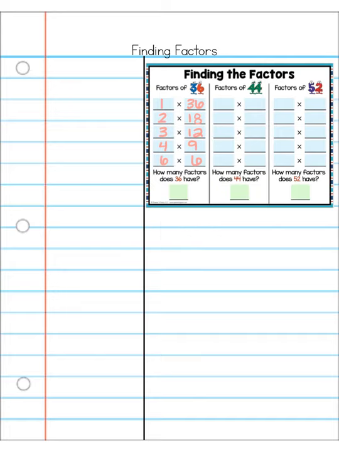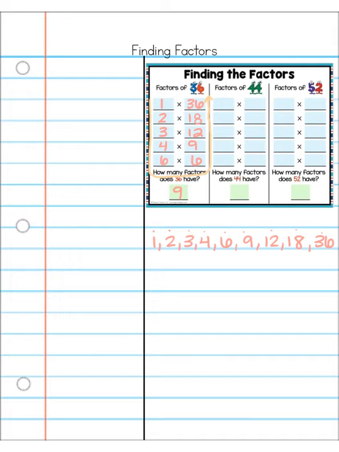If I list them out, I have 1, 2, 3, 4, 6. I only have to list 6 once. 9, 12, 18, and 36. So you'll see I kind of make a loop around the T-chart to list my factors in numerical order. And when I count them, 36 has 1, 2, 3, 4, 5, 6, 7, 8, 9 factors.